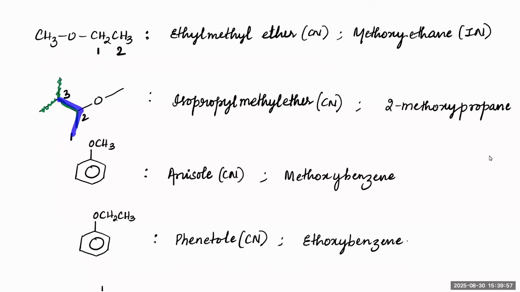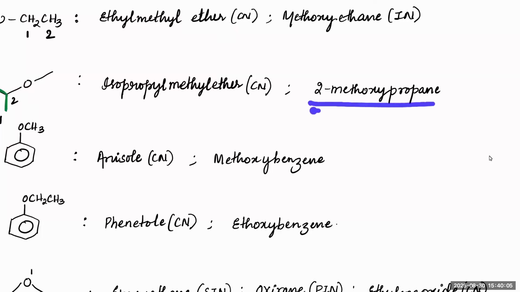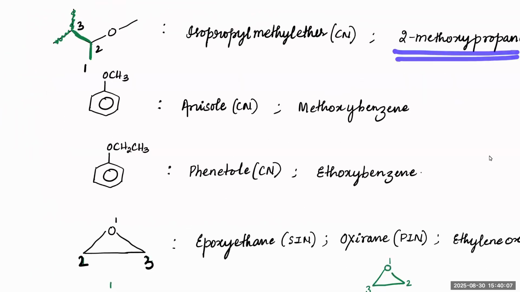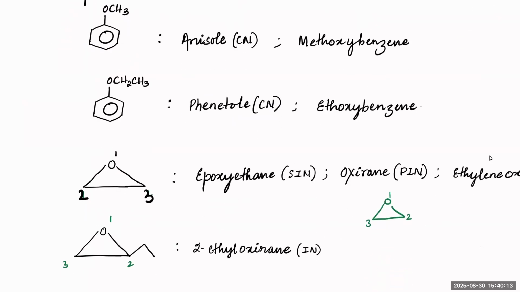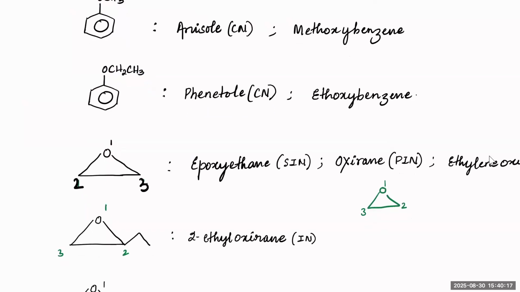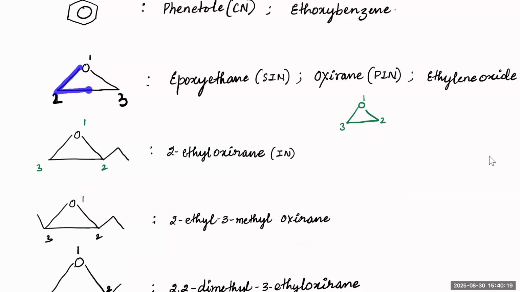If you have this kind with oxygen and methyl, you will call this methoxypropane, but at which position? 2 position. So 2-methoxypropane. If you have this one, this is methoxybenzene and it has a common name known as anisole. This is ethoxybenzene, common name is phenetole. If you have a cyclic 3-membered ring ether, it is called epoxy ether.